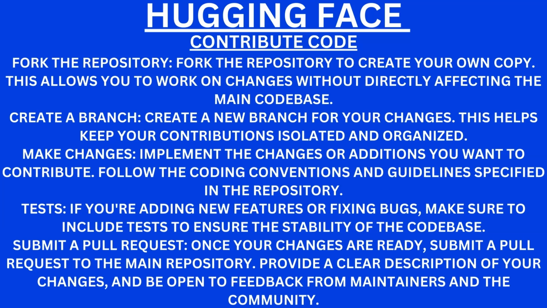Create a branch. Create a new branch for your changes. This helps keep your contributions isolated and organized. Make changes. Implement the changes or additions you want to contribute. Follow the coding conventions and guidelines specified in the repository. Tests. If you are adding new features or fixing bugs, make sure to include tests to ensure the stability of the code base.